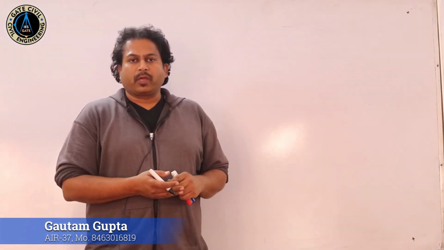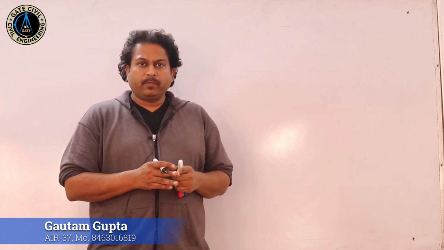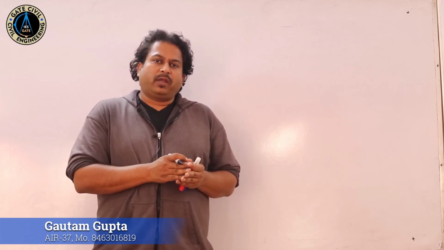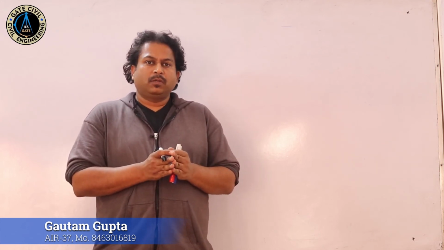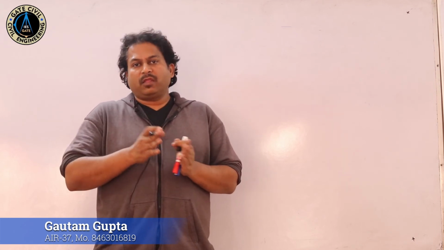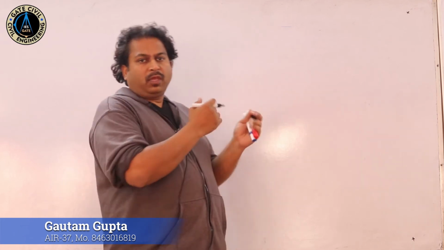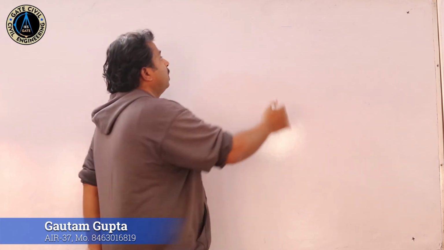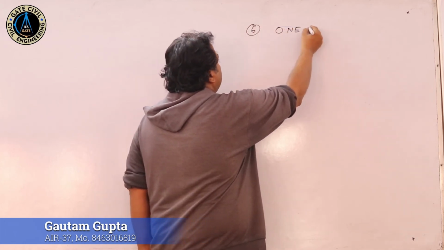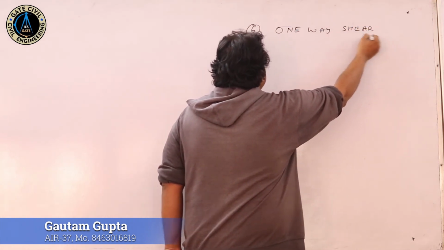After completing the moment check, the only check we are left with is the one-way shear. As you know, the code specifies that the one-way shear should be checked at a distance of small d, that is the effective depth, from the face of the column. So let us see this particular check. So sixth, that is one-way shear.